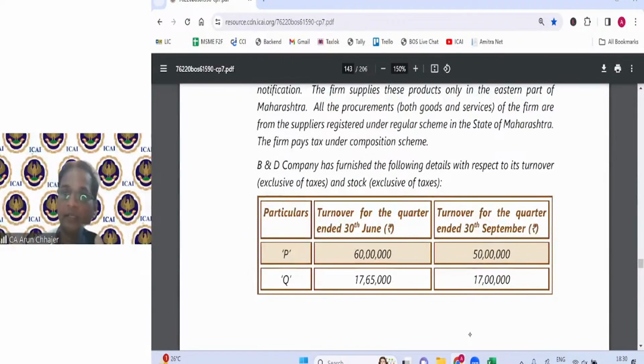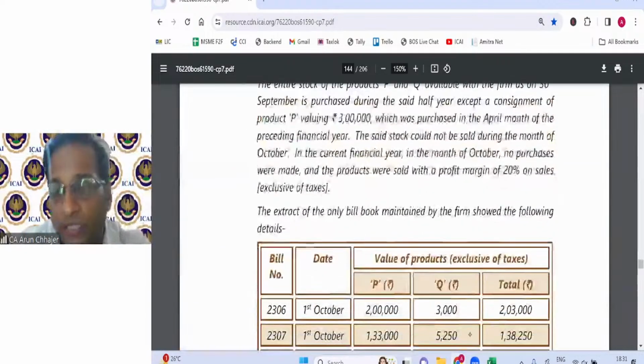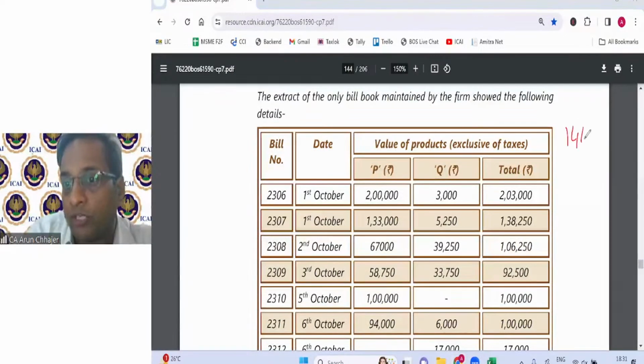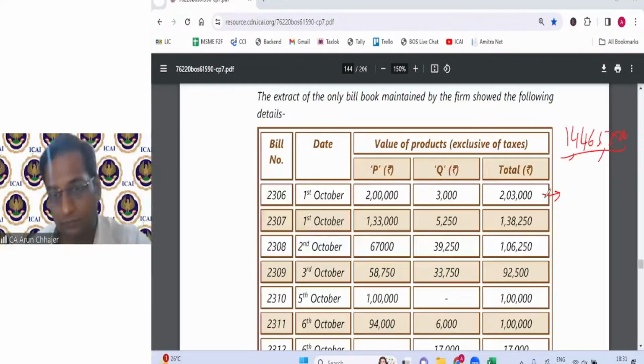कितना टर्नओवर बनता है? 60 लाख, 50 लाख, 17.65 एंड 17. यहां पर हमारा कितना टर्नओवर होगा? 1 crore 44 lakh 65,000. Here I can say my turnover is 1 crore 44 lakh 65,000. Please add 2 lakh 3,000, 1 lakh 38,250, 1 lakh 6,250.